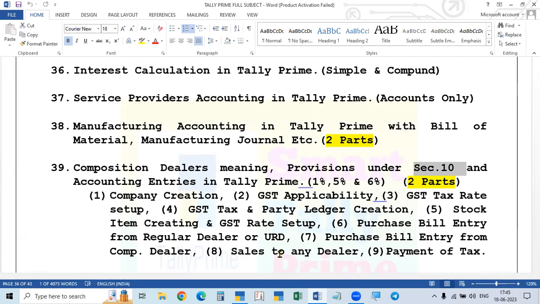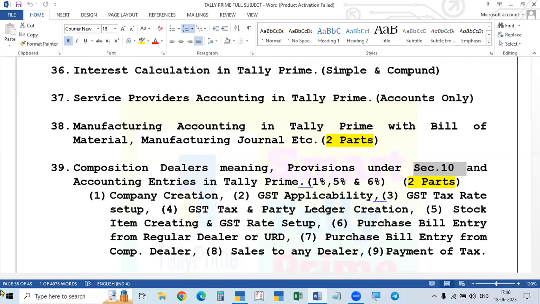And then, when composition dealers make sales, even when they are selling within the state, they cannot collect tax from the customers. On the sales, they cannot collect the tax. They cannot collect GST. So they have to supply the goods without any tax.